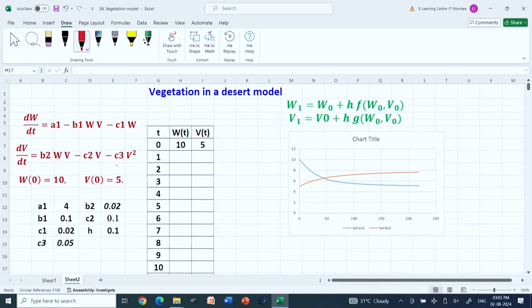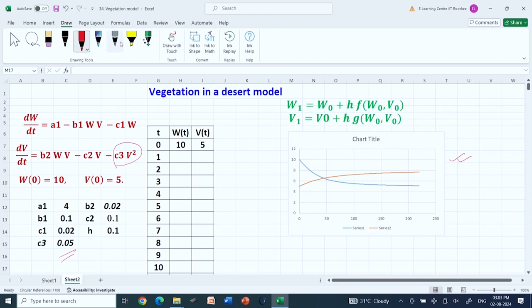We now look into a modified model where I have added a competition term C3V². What we are going to look at in this vegetation model is when there is competition among the vegetation, and they compete for water. This diagram is from the previous model when your C3 is 0. Now, we will plot another graph where we include the competition, where C3 is not equal to 0, but we put the value 0.05.